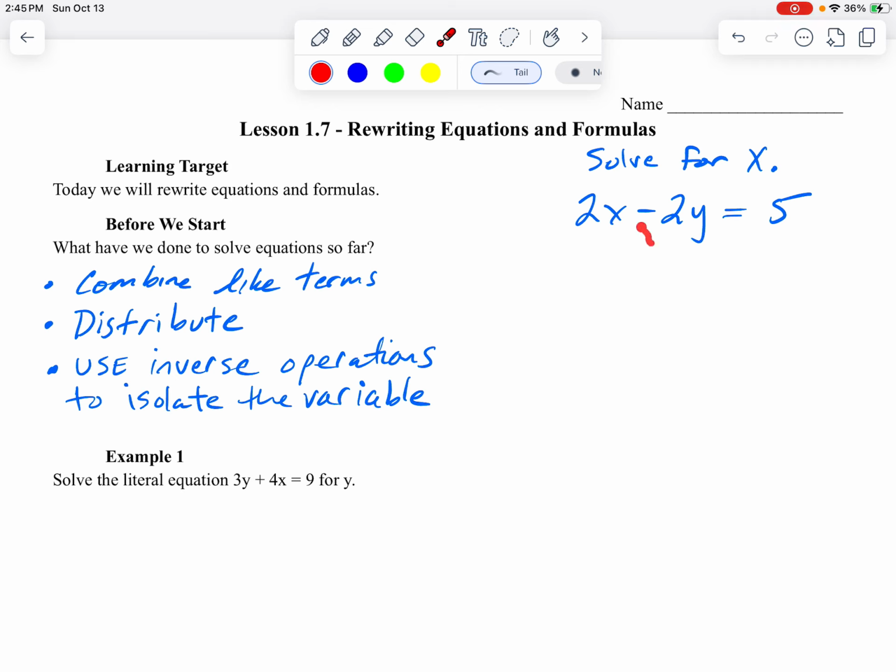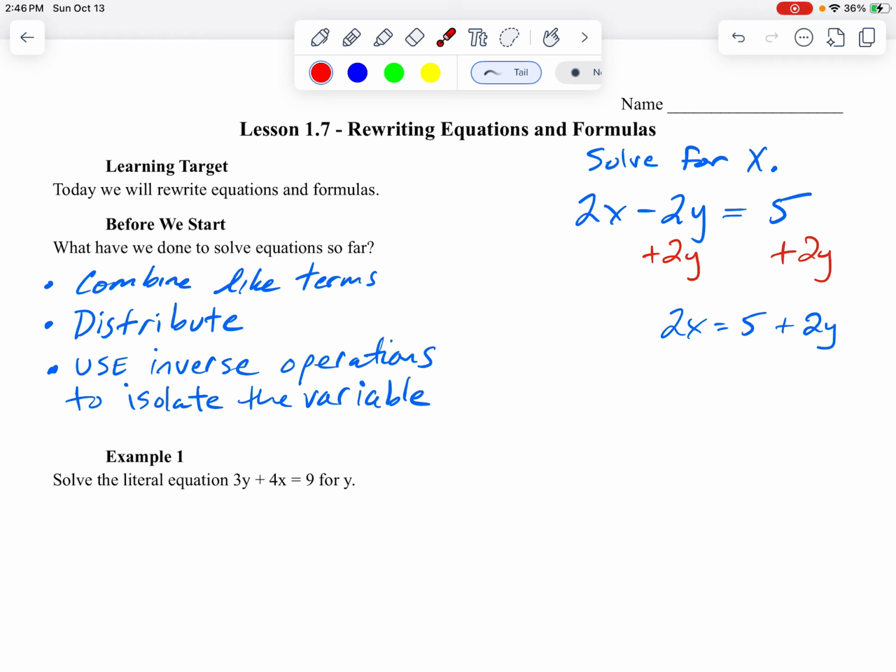If this was just a number over here, like minus 2, for example, we would just add 2 to both sides. Since there's a y, that's fine. We just have to take that along. So instead of adding 2, I'm going to add 2y. And whatever I do to one side of the equation, I have to do to the other side. So when I do this, I'm left with 2x equals 5 plus 2y. These terms on the right can't be combined. I've got a y term and then just a 5, so they just have to stay separate, and that's fine.